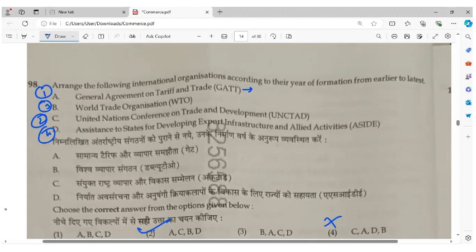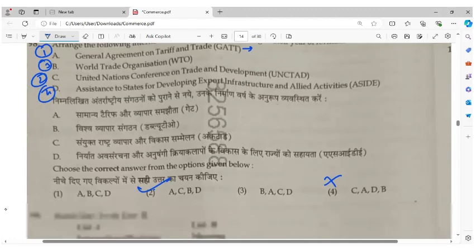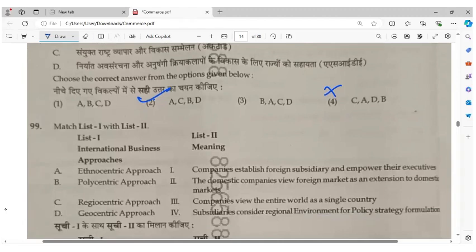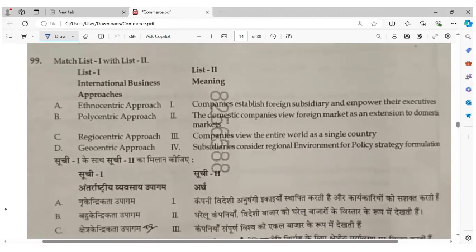And you have to comment in the comment box the year of establishment of every organization. We will discuss in detail in the next video. You're just trying to score how much you score.